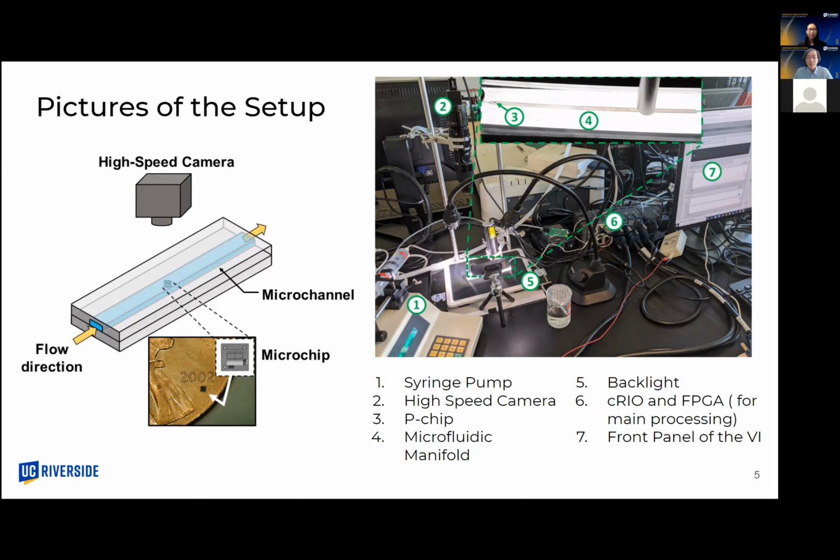Label 3 and 4 are actually a close-up of the microfluidic channel setup. Number 3 is the P-chip itself, and 4 is the channel on which it flows. Label 5 is the backlight, which is used for backlighting the channel in order to ensure a clear picture for our tracking. Label 6 is the FPGA module in which we do our image processing. Label 7 is the software interface that we use to control the whole system.